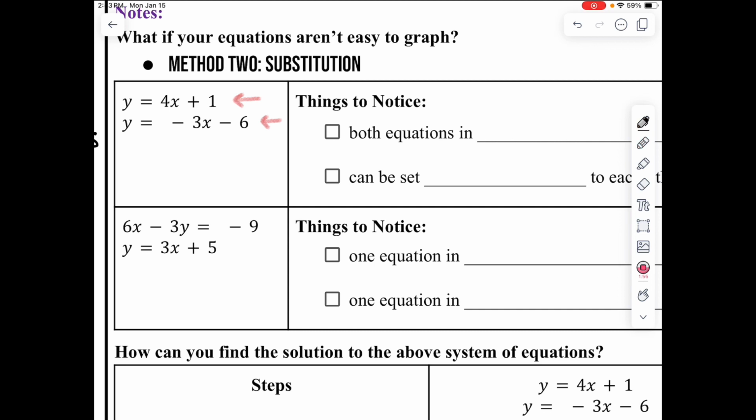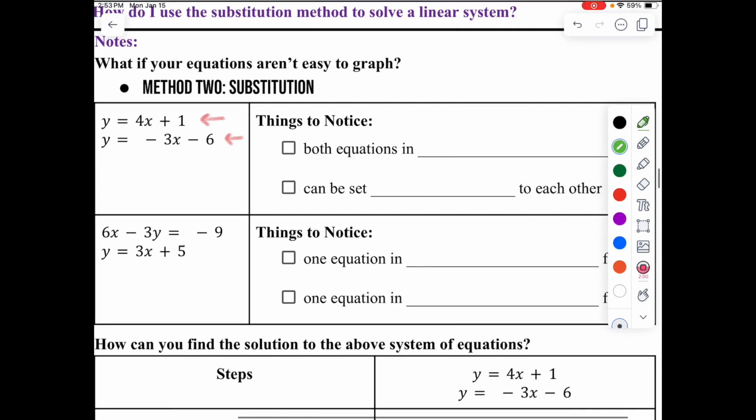Things that you want to notice here, especially about this particular type of system of equations, is that it looks a lot like what we did in the last section, 4.2a. The key feature of this particular system is that both of the equations are already in slope-intercept form. So notice how we're already in the form y equals mx plus b. We've already got all of that happening.